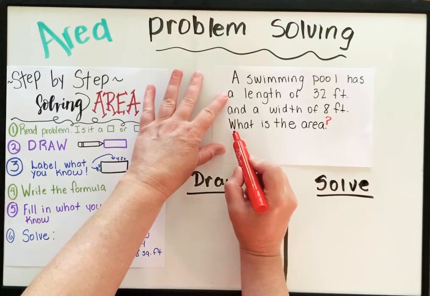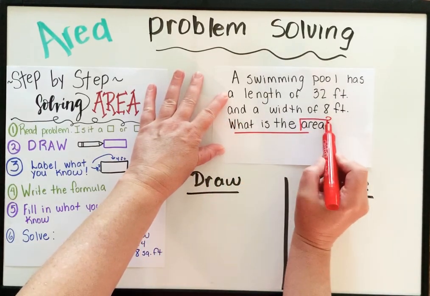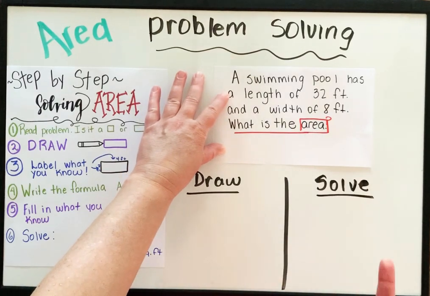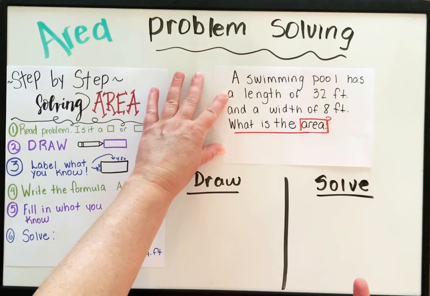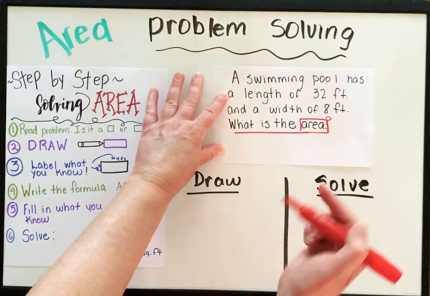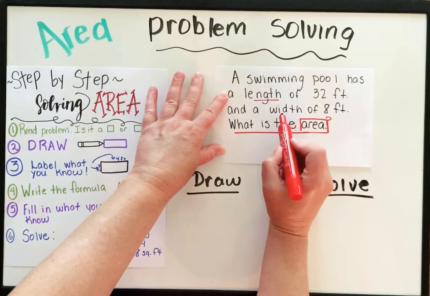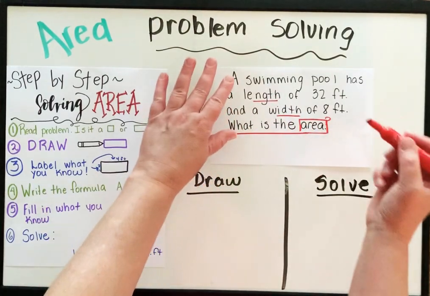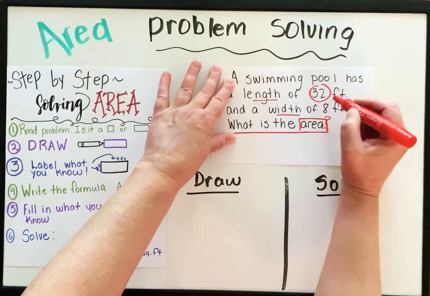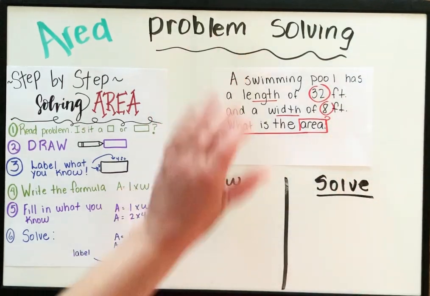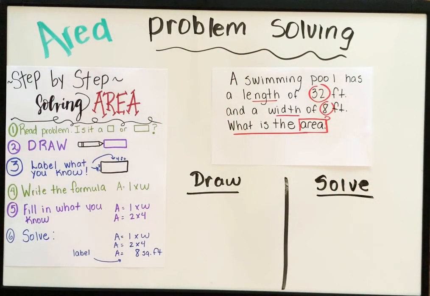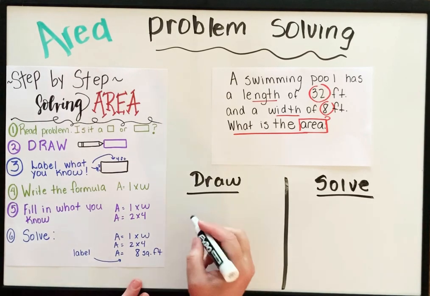So I see my question is asking for area. And I have two words in here that are very important for me to tell me what I need to draw. I see the words length and I see the words width. And also if you look at your numbers, 32 and 8, those are different numbers. That tells me that we have a rectangle. So I'm going to draw a rectangle.